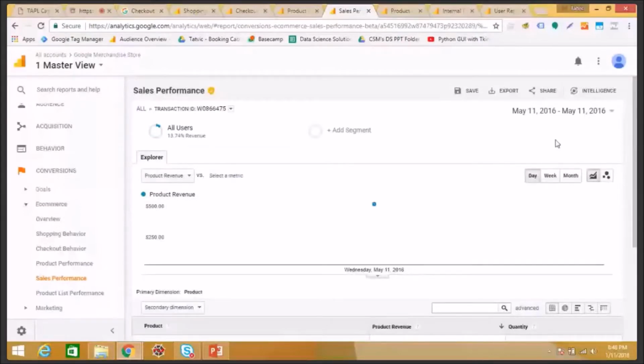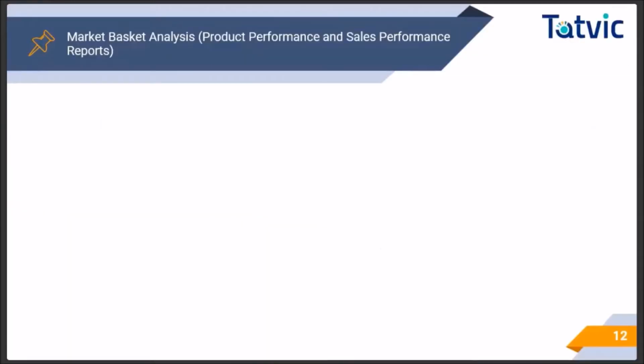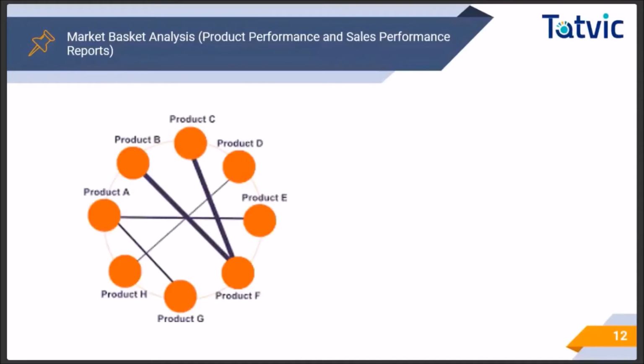Now, many of our clients frequently make use of these two reports, which are the sales performance and the product performance, to do market basket analysis or cross-selling. Let's see how that is done. Just now you saw that under sales performance, if I click on a particular transaction, I will be able to see the products that were bought in that one single transaction.